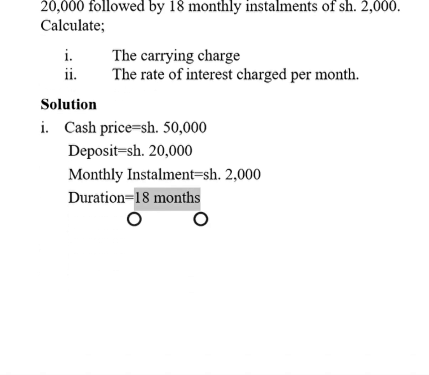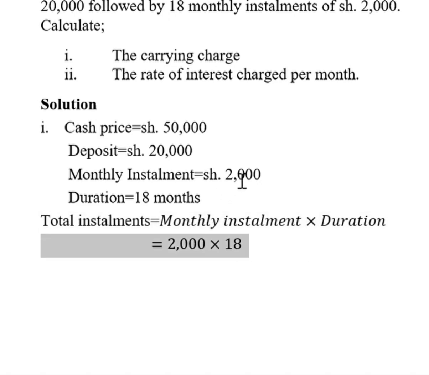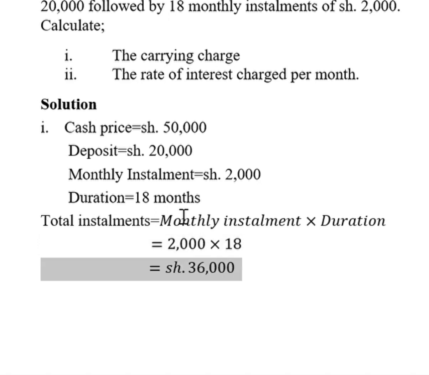Having identified the quantities, now we need to get the total installments. Total installments will be given by monthly installment times the duration. The monthly installment is 2,000 shillings per month times 18 months, and that gives you 36,000 shillings. So this is the total installments.